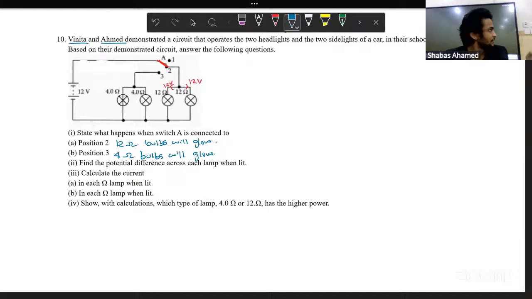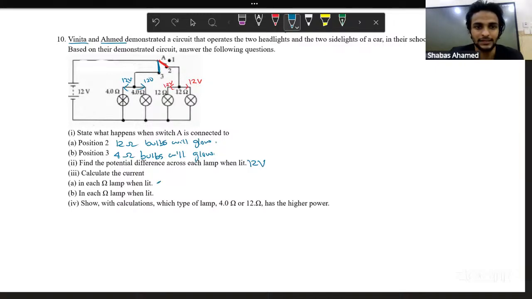So if it is connected here, then also 12 volt will be across this one, 12 volt across this one. So we can say the potential difference will be again 12 volt. Now calculate the current through each wing.